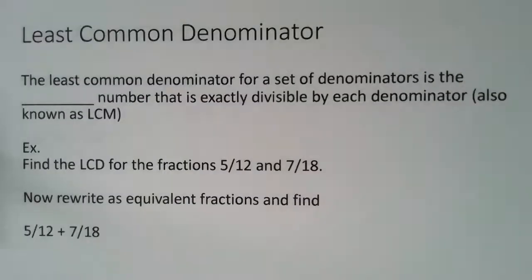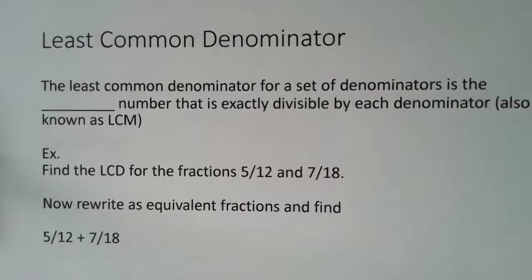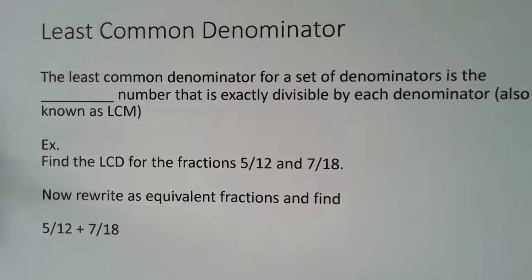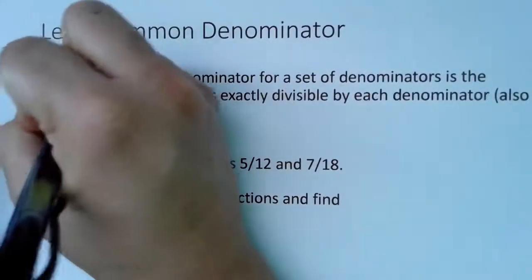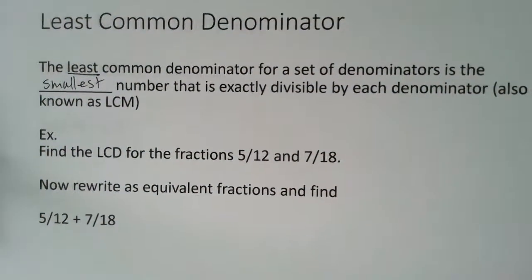Awesome. All right, next thing, we're going to talk about what if they are different denominators. So first of all, let's talk, what is the least common denominator? So the least common denominator for a set of denominators is the least common multiple, right? It's the number that is exactly divisible by each number. It's the smallest number, because it's the least common. It's also known as least common multiple, right?